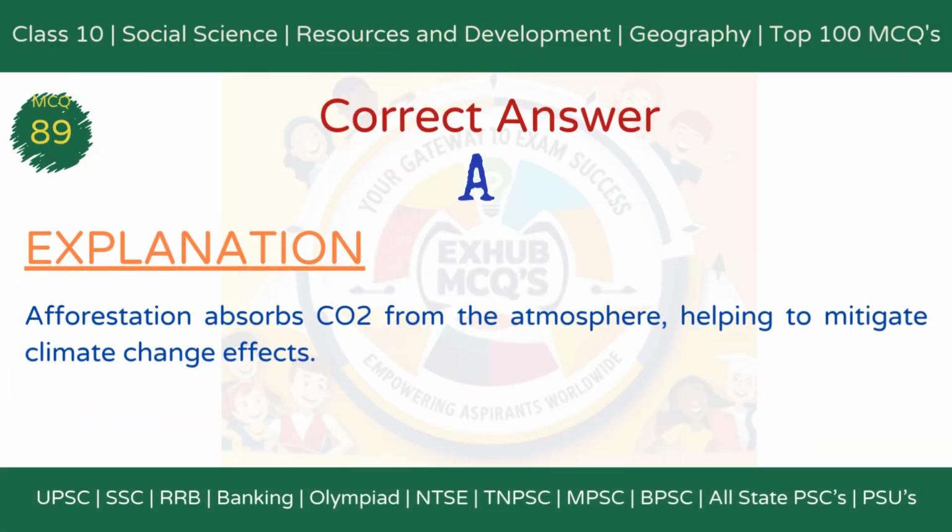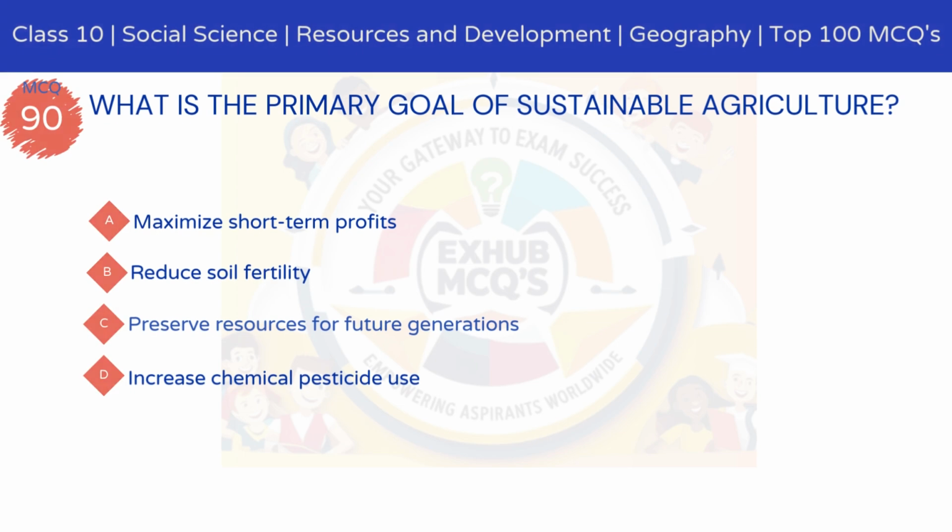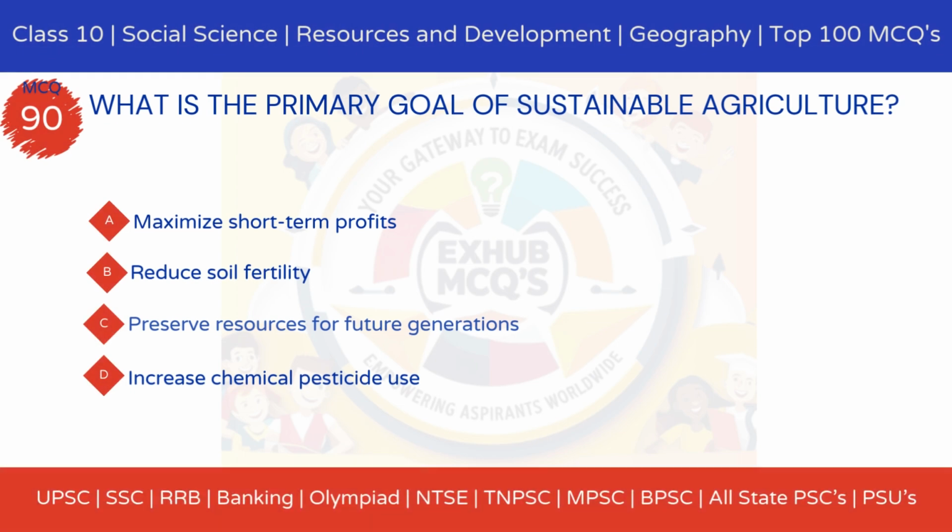The correct answer is option A, reduces carbon dioxide levels. Explanation. Afforestation absorbs CO2 from the atmosphere, helping to mitigate climate change effects. MCQ 90. What is the primary goal of sustainable agriculture?